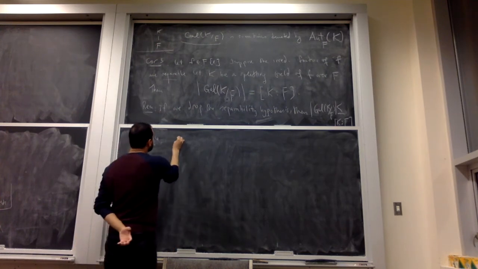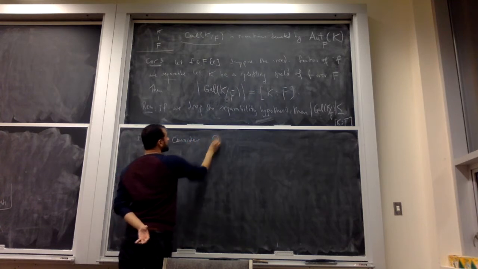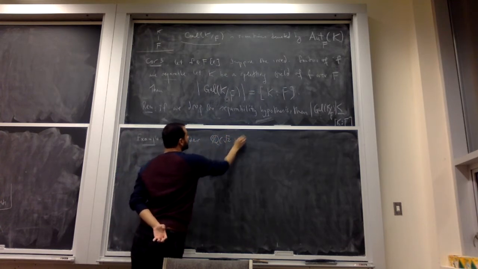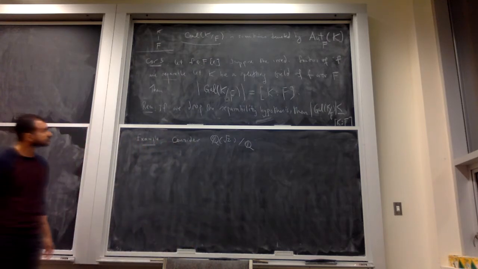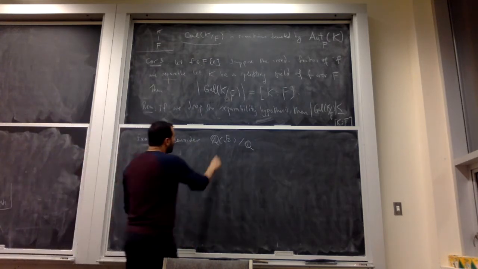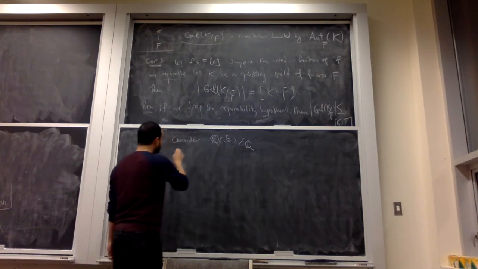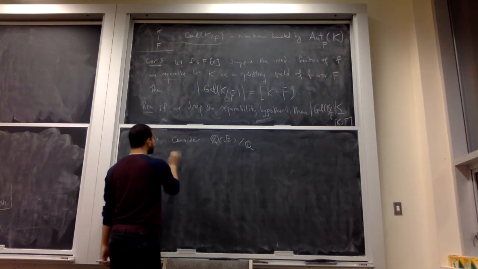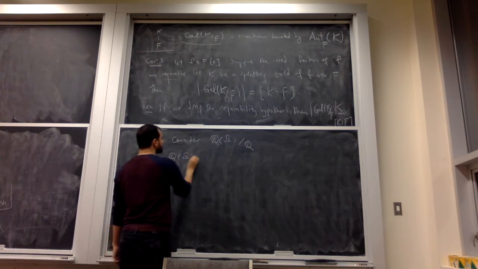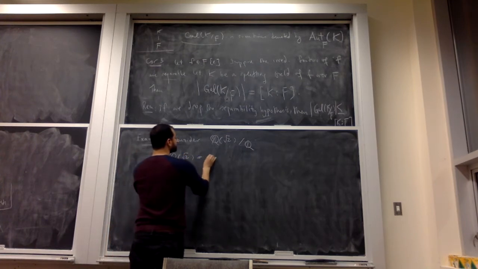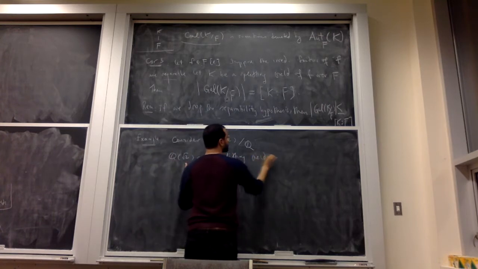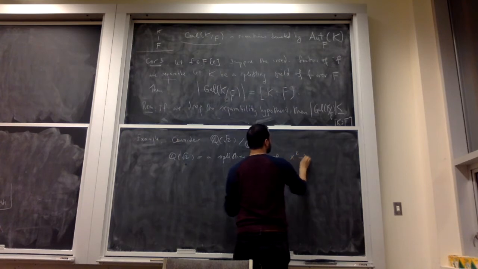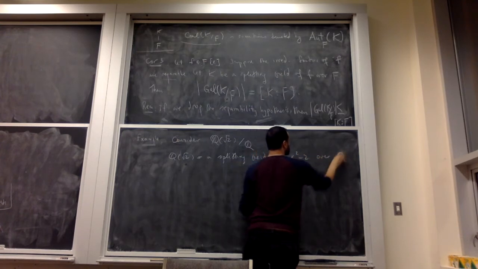Let's consider Q adjoint root 2 over Q. So now, Q adjoint root 2 is a splitting field, right? Q adjoint root 2 is the splitting field of x squared minus 2 over Q.